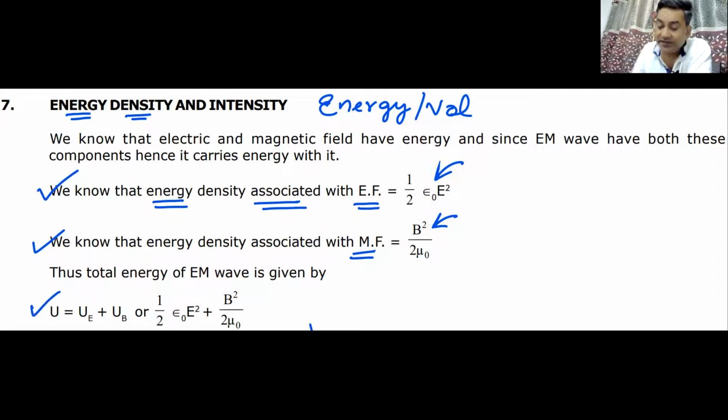The total energy density, the total energy stored per unit volume in an electromagnetic wave. Wherever the wave is traveling, the energy is stored. It is stored in the form of electric and magnetic energy. The density of electric field is half epsilon naught E square. The density of magnetic field is B square by 2 mu naught. Do we understand this? Yes or no? Yes, sir. I'll give you a minute to note it down, beta. Please note it down.